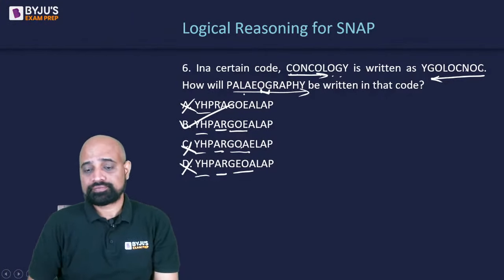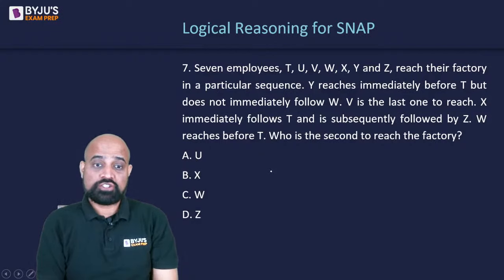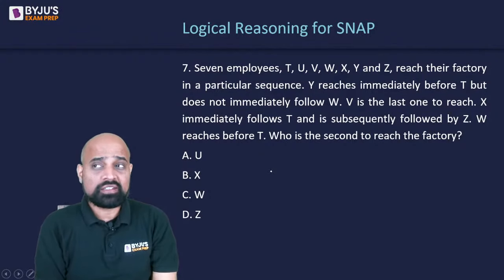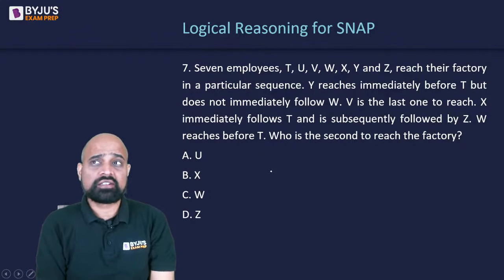Okay. 7 employees T, U, V, W, X, Y, Z reach their factory in a particular sequence. I believe this should be again a linear arrangement. So we have these 7 employees, 1, 2, 3, 4, 5, 6, 7, and they reach. So this is the gates of the factory. So they are supposed to enter. So whichever order they are standing in, they reach from that side.